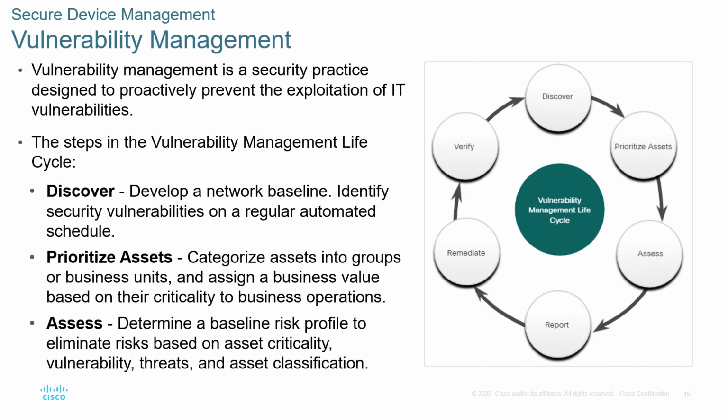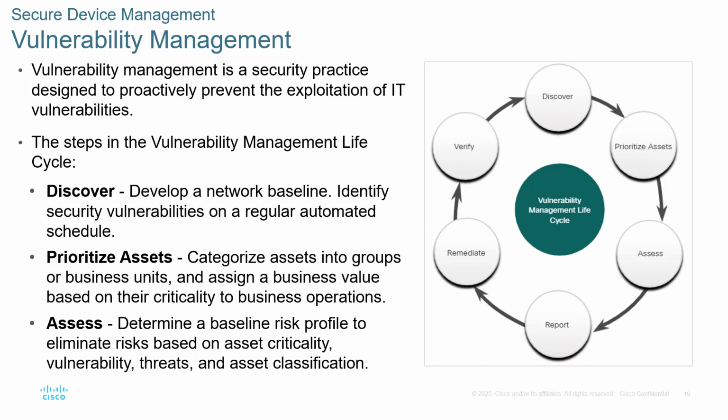Within vulnerability management, it's a life cycle. It's not a one and done type thing. We look at the steps involved, and there are typically 6 of them. We start with discovery, prioritize assets, we assess, we report, we remediate, we verify, and then we discover again. This is going to be the life cycle for vulnerability management.